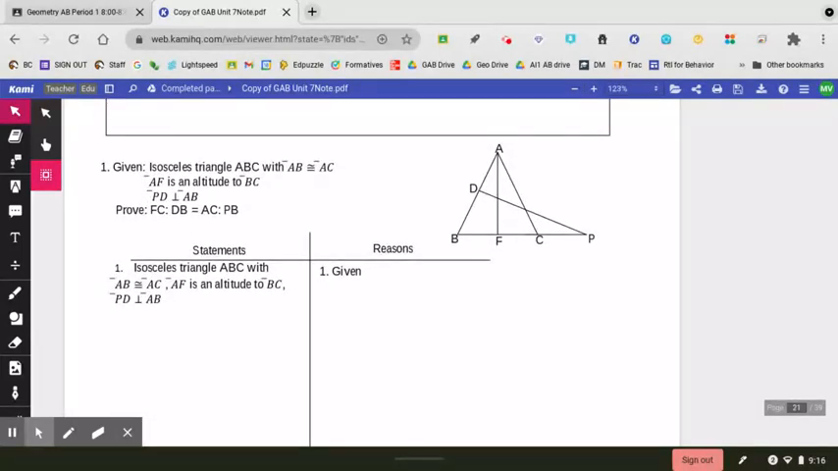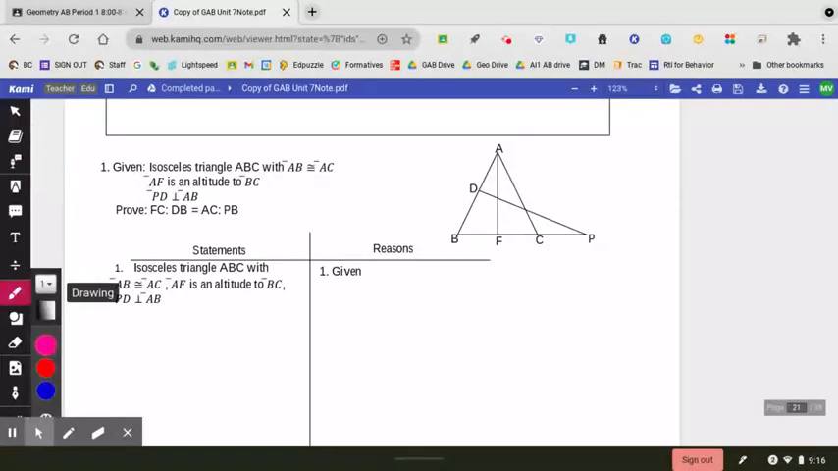So, we know that triangle ABC is isosceles with AB congruent to AC. And we know AF is an altitude to BC, which means that forms a right angle there. And PD is perpendicular to AB. So that's a right angle.